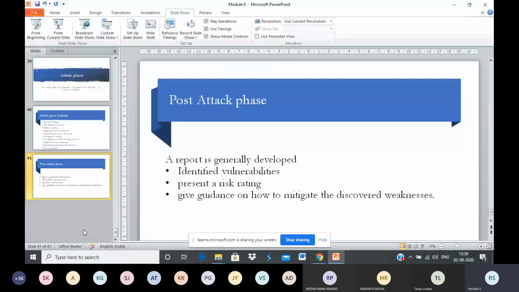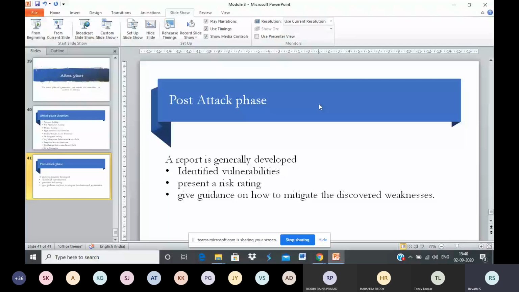Post-attack phase, as the name implies, is very simple. You are going to generate a report after identifying all the vulnerabilities, and you have to list out all the vulnerabilities present, and list out what are the consequences of exploiting the vulnerabilities. You have to list out the methodologies by which you can mitigate the vulnerabilities. So all the plans, and you have to present a risk rating, whether it is low, medium or high. This rating may sometimes also be cost, and you have to give guidance on mitigating the discovered weaknesses. So this is the post-attack phase.